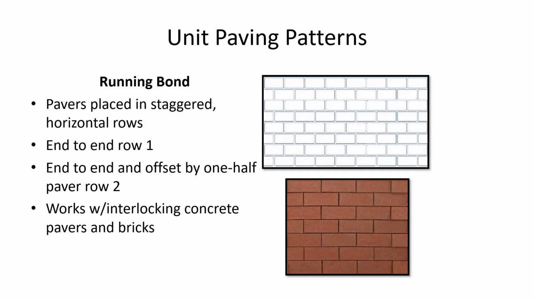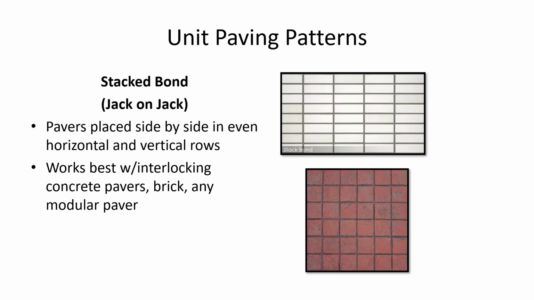Now, unit pavers or patio construction, brick pavers, concrete pavers, all of this is cool. Now, we're going to look at some styles first. We got running bond. Pavers are placed in a staggered horizontal row. They go end to end in row 1, and then end to end and offset by 1/2 paver for row 2. So you're splitting the two. It's running bond. Works with interlocking concrete pavers and bricks. You see more of this type if you're laying a sidewalk. It's probably the easiest to lay and probably the most common paver unit that you will see out there.